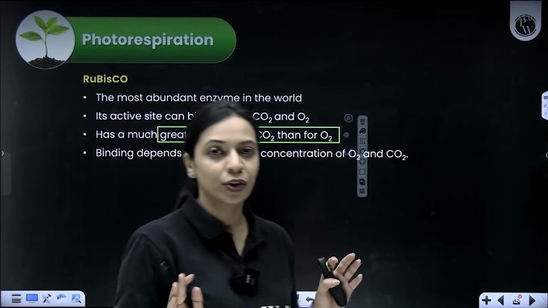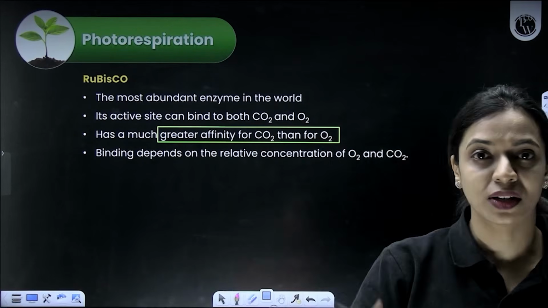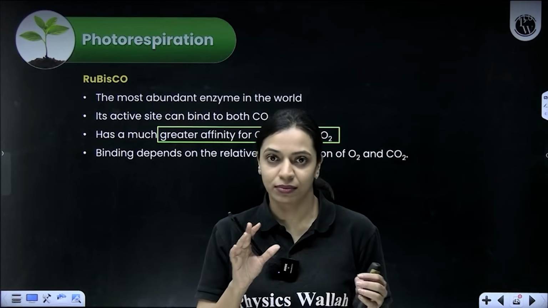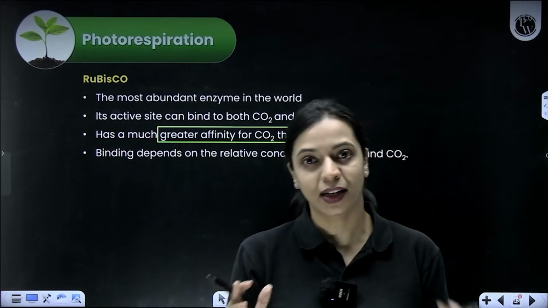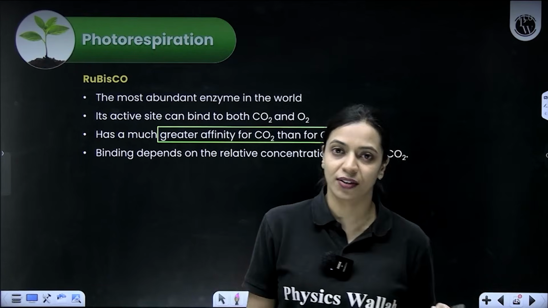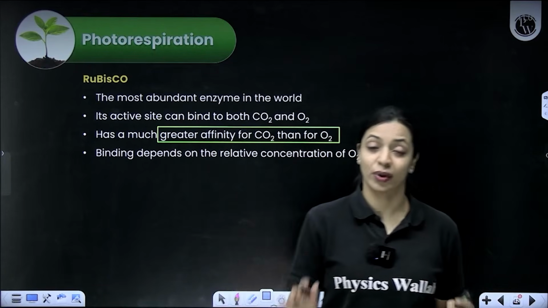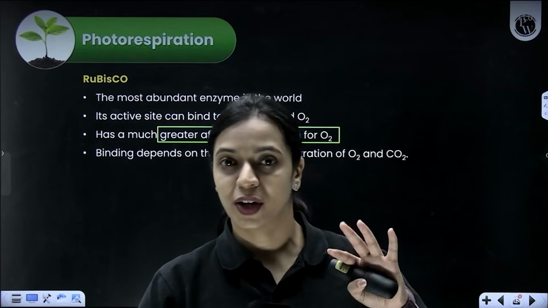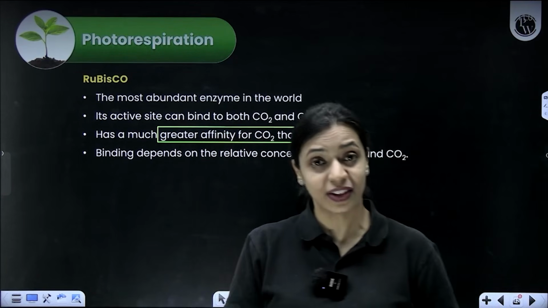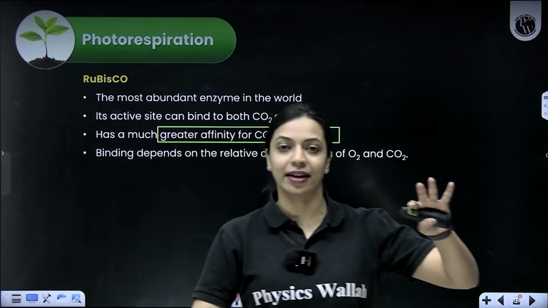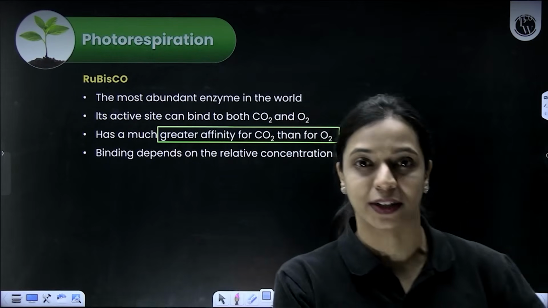But when around Rubisco there is more oxygen compared to carbon dioxide, it will choose oxygen. It will bind to oxygen and add oxygen to RuBP. So it depends on the relative concentrations of carbon dioxide and oxygen. When carbon dioxide is more, it will pick up carbon dioxide. When both are equal, even then it has a preference for carbon dioxide. But when oxygen is much higher than carbon dioxide, it has no choice but to bind to oxygen.